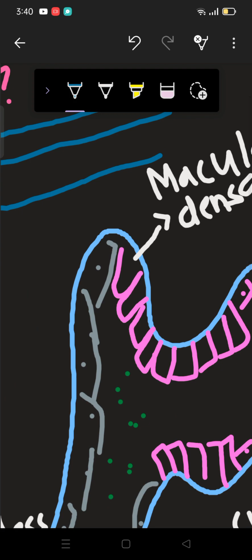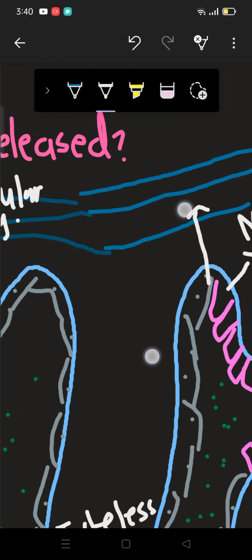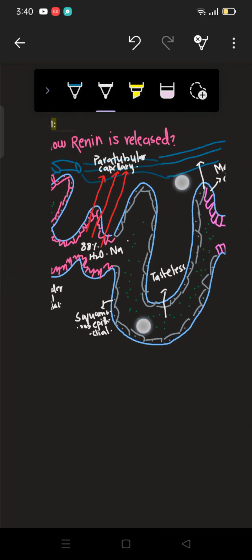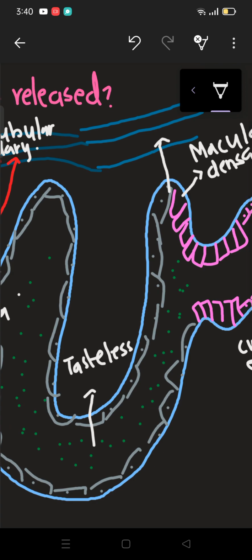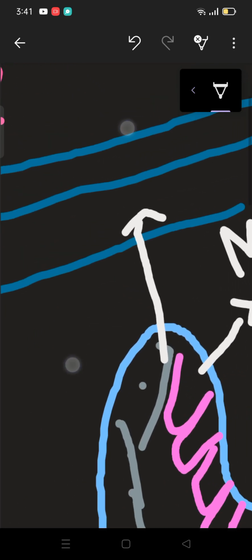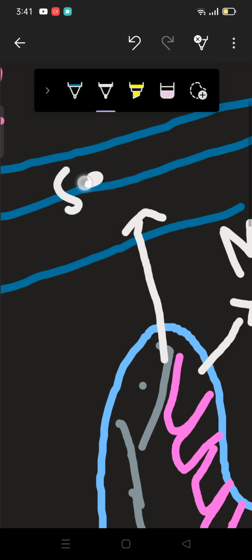Alright, so this will tell this thing to the paratubular capillaries. And then this paratubular capillaries, now I have to make this diagram again so that it can be more clear to you. Because we know that this nephron is never like this. The Bowman's capsule is on the other side. I'll be telling you that as well. So here the secretion will be happening.